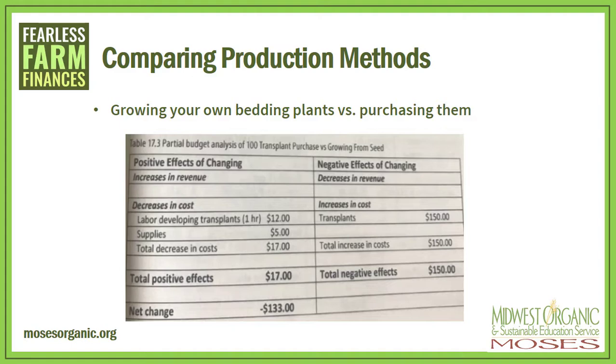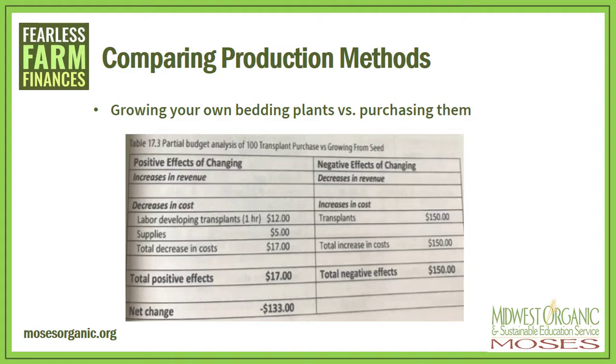So if you purchase transplants, you would no longer need to purchase the soil mix, seed, and other supplies necessary to grow your own transplants. So that's a positive effect. You would also not be providing labor to grow the transplants. For simplicity, in this particular example, no building or equipment costs are included, although if the decision was being made on a larger scale, they would need to be considered.